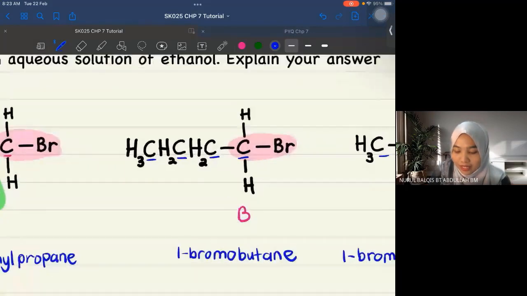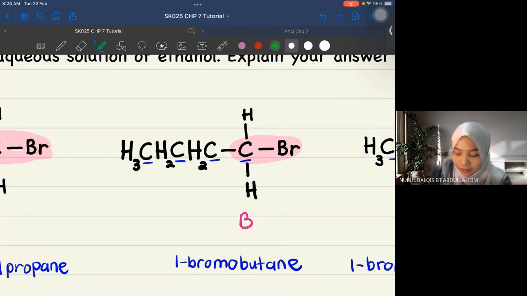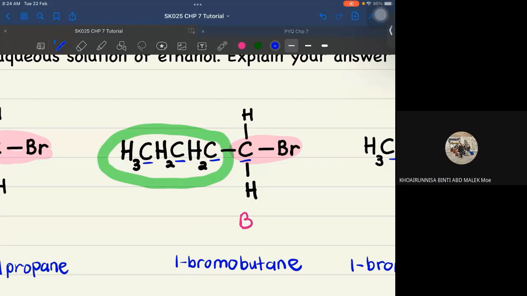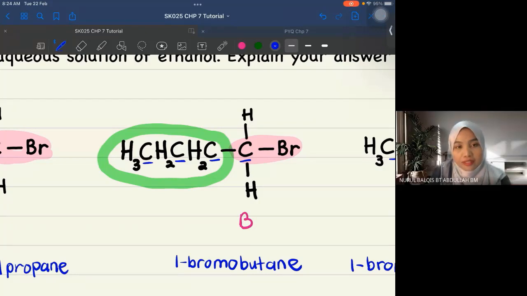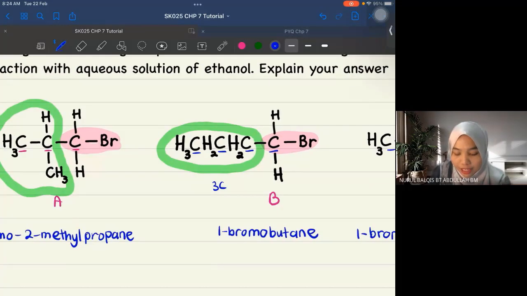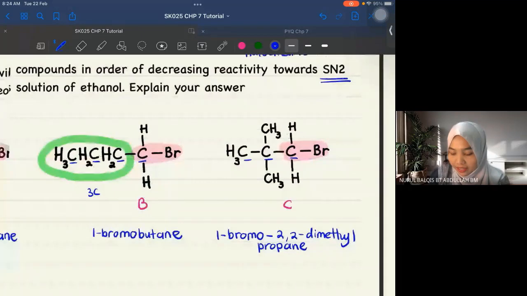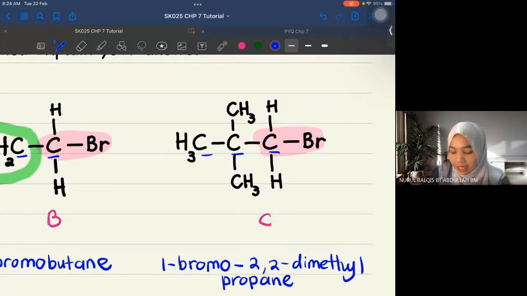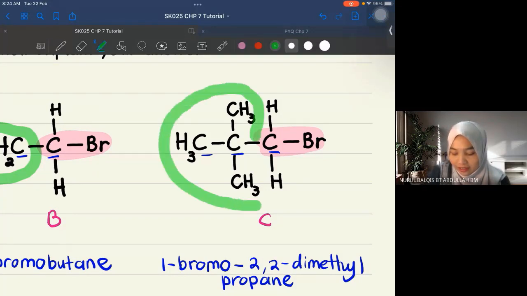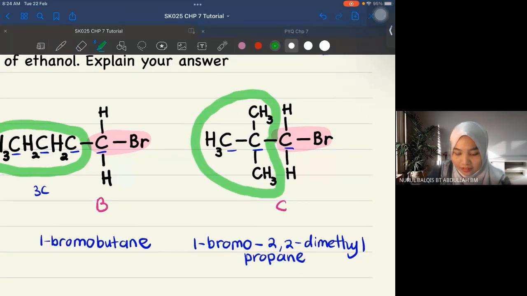And then what about this one? Our alkyl group is just straight chain, right? Yes. It got how many carbons? 3. 3 carbon as well. But the difference between these two adalah branch and also straight chain. Okay, the last one. The last one here, the carbon bearing the Br, what is the alkyl group attached to it? How many of them? So what is the class of alkyl halide? 4 carbon. Okay, this one got 4 carbon.